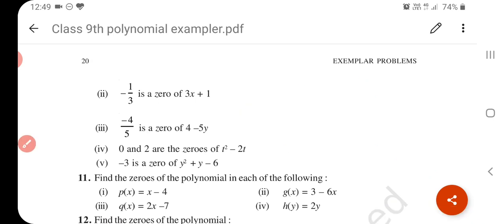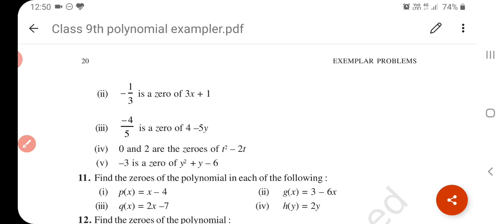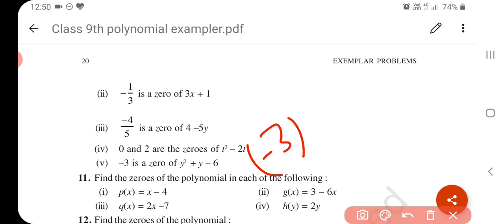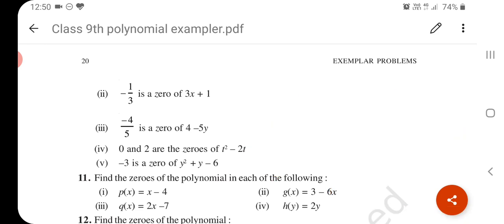Okay, 0 and 2 are the 0 of t square minus 2t. t square minus 2t का 0 है zeros. अगर 0 minus 0 that is 0 and t square means 4 minus 2 into 2 that is 4 again 0. So yes, that is true. Okay, understand? minus 3 is a 0 of these. जब आपको ऐसा कुछ दिया रहता है तो आपको क्या करना है, उसमें उसे पुट करके देखना है. तो minus 3 का square plus minus 3 minus 6, so it's 9 minus 3 minus 6 that is 9 minus 9 that is 0. So it's a true statement.